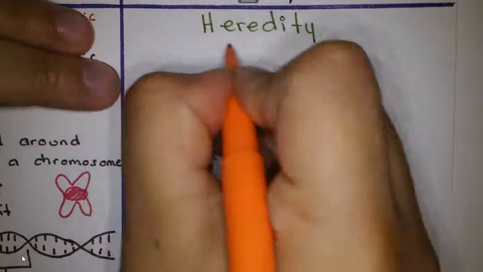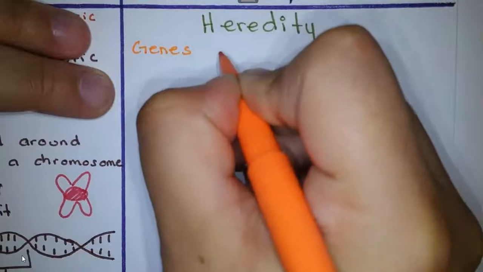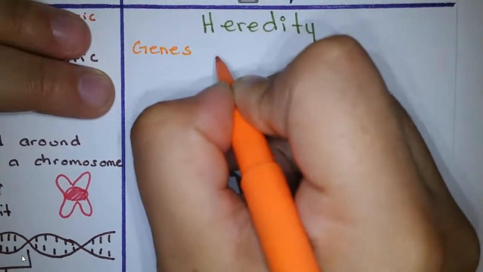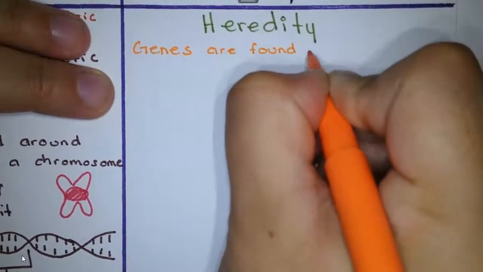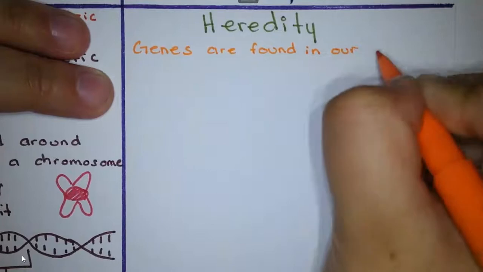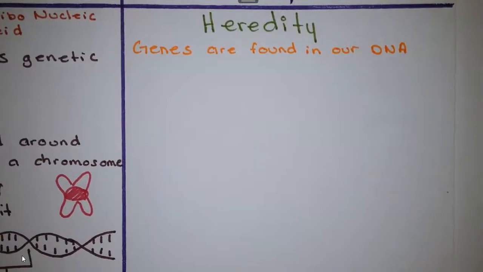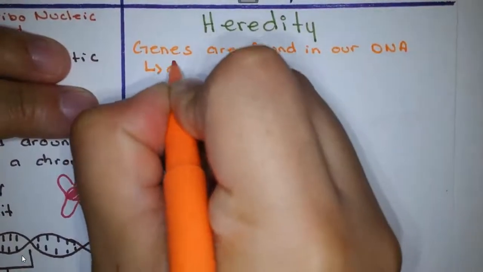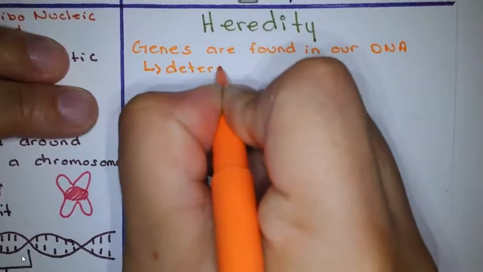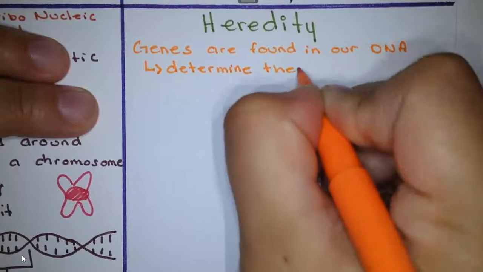Genes are found in our DNA. Okay, let's just start off with that. Now, what do they do? Well, they're going to determine the traits. Genes determine the trait.